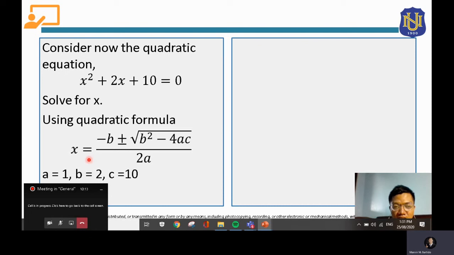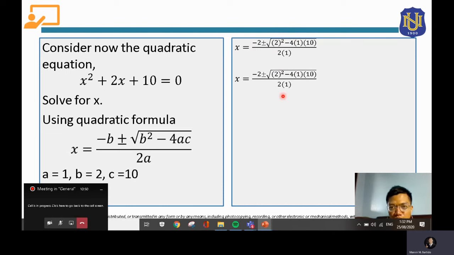Wherein the a, b, and c, we can find in our quadratic equation. For the value of a, that will be the coefficient of your x squared, which is 1. For your b, that will be the coefficient of your middle term, which is 2. For the value of c, that will be the constant, which is 10. Substituting these values to the formula, this will give you x equal to negative 2 plus or minus square root of 2 squared minus 4 times 1 times 10 over 2 times 1.